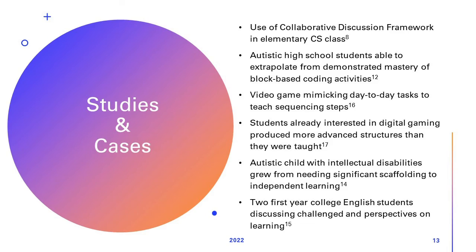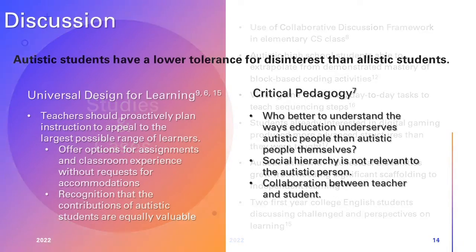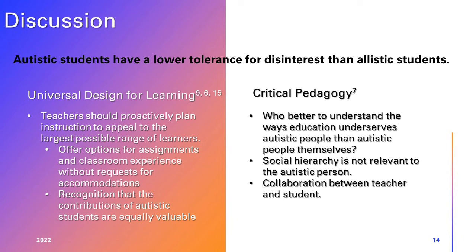A noticeable trend when reading these papers is that all autistic students engaged and learned happily when they had an interest in the topic. Autistic students have a lower tolerance for boredom than allistic students. This makes sense, as autism is defined as a social deficit and people are socialized to persevere in the classroom, even if the topic does not interest the learner. Social hierarchy is not relevant to the autistic person. Rather, teachers need to create a classroom experience that appeals to the widest swath of learners. Collaboration between student and teacher in what both needs creates an environment of trust and learning.